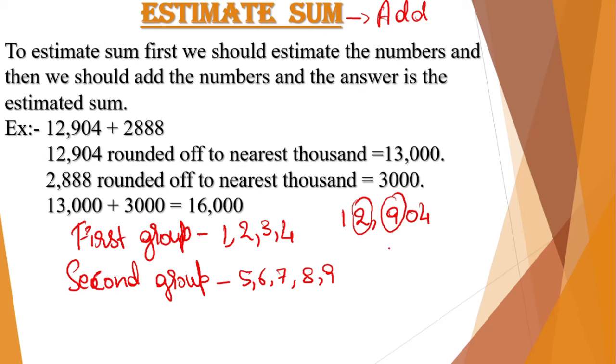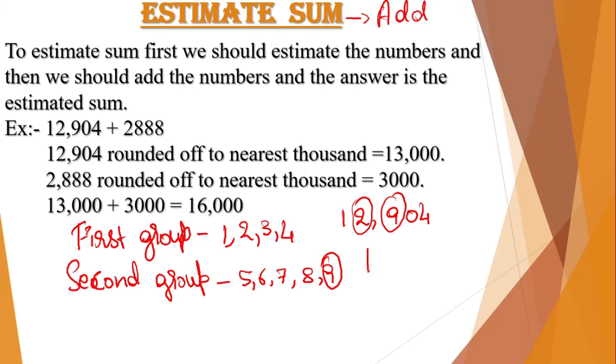So here we should check 9, right? As you all can see, 9 is in the second group. Hence, you all know, right? If the number is in the second group, we should add 1 to the first circle digit. And the first circle digit here is 2.